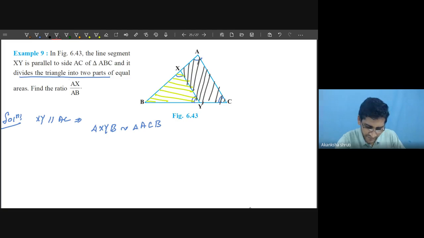So student, here we have to keep in mind the two areas are equal. That much information is given to us. But we need to calculate AX by AB. For AX by AB we do not have any formula. We have the formula for XB by AB or BX by BA, but this BX by BA can be converted into AX by AB by applying componendo, dividendo, or the basic proportionality theorem, as I explained in the earlier deduction.